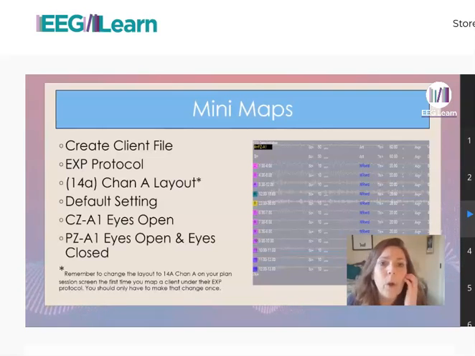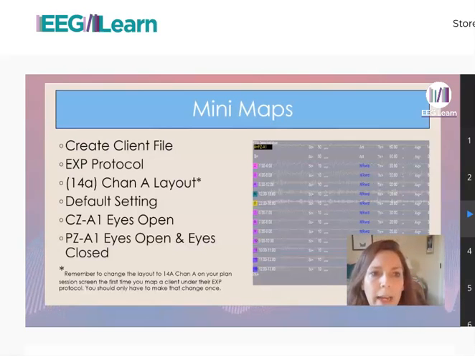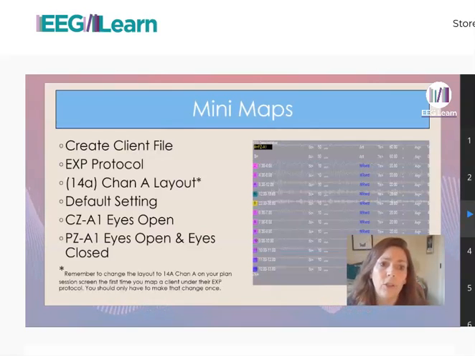But anyway, so when you're doing a mini map in Eager, you create a client file, and you want to select the experimental protocol because that's the protocol that we use for mapping. When it asks you, do you want to do a custom session plan, you can say no. And then when it asks you what layout you want, the 14A channel A layout, and then you select default setting.